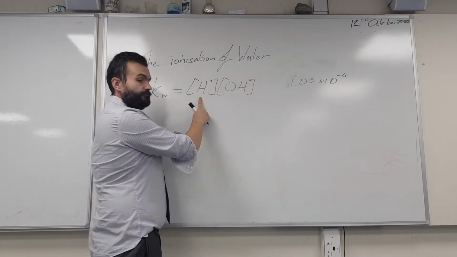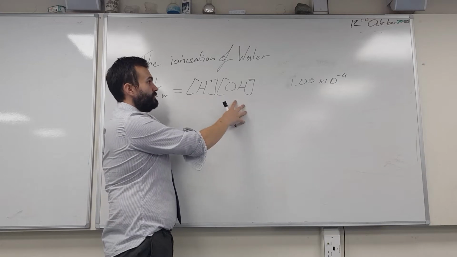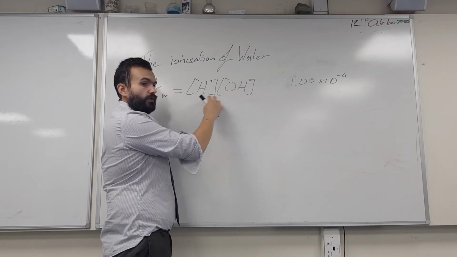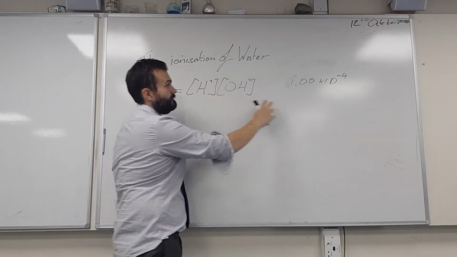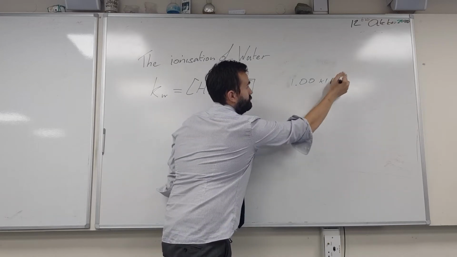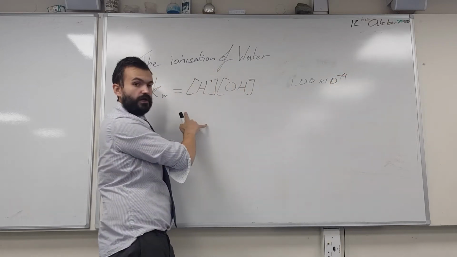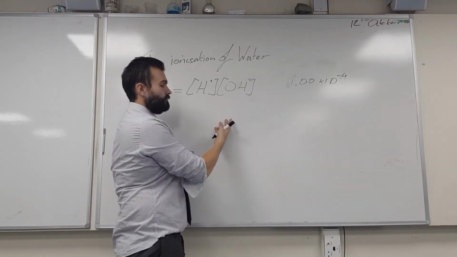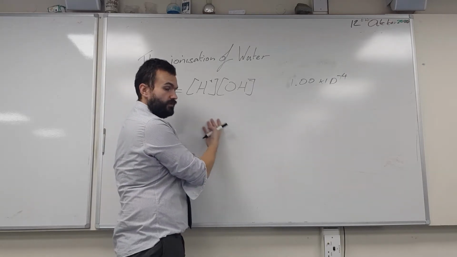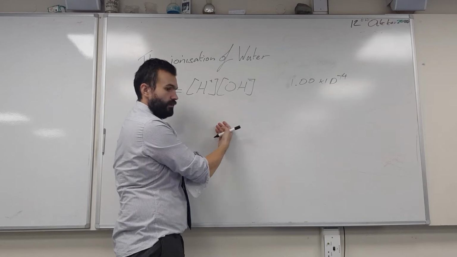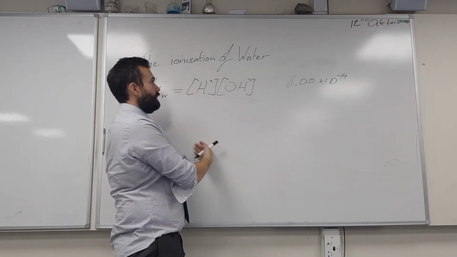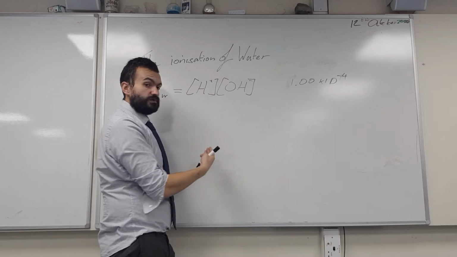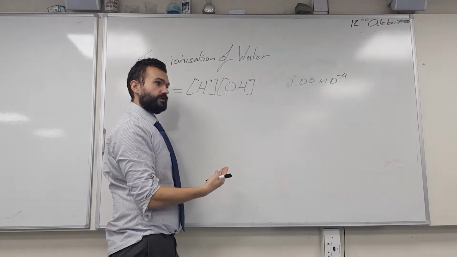So that means if we know the OH- or we know the H+, because when they multiply together they give 10 to the minus 14, we can work out the other one. So it can be used for working out OH-. We're going to do that next week. The next thing we can do is use this to work out the pH of water.